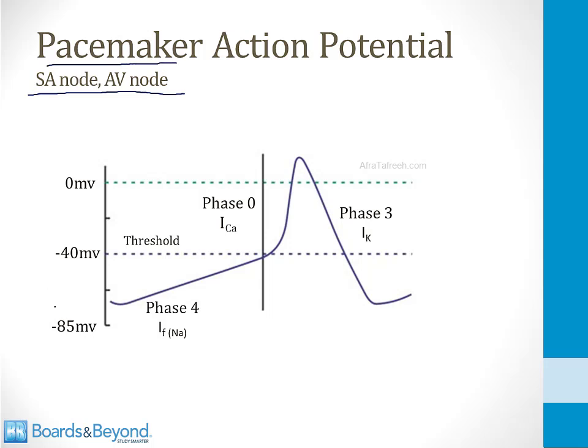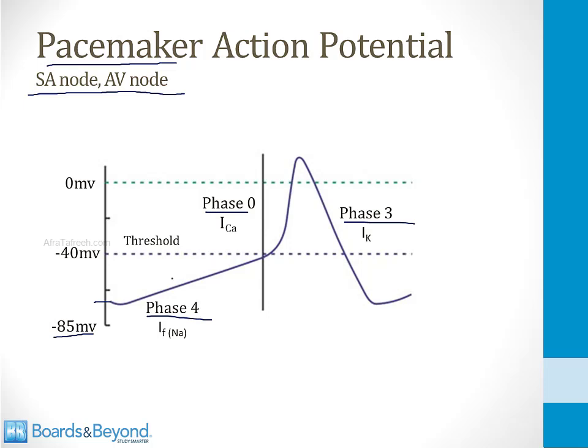Note that cells with the pacemaker action potential have a slightly higher resting voltage. They do not rest at minus 85 millivolts. They rest at about minus 60 millivolts. Notice also that this action potential only has 3 phases, phase 4, phase 0, and phase 3. Notice that there is no plateau phase to this action potential.